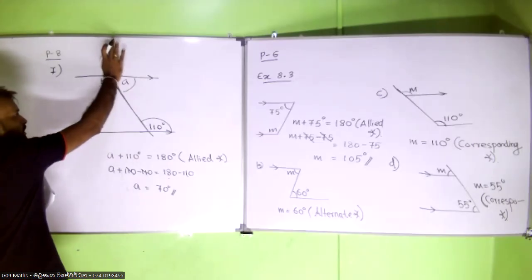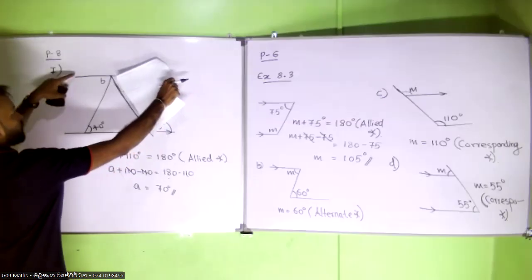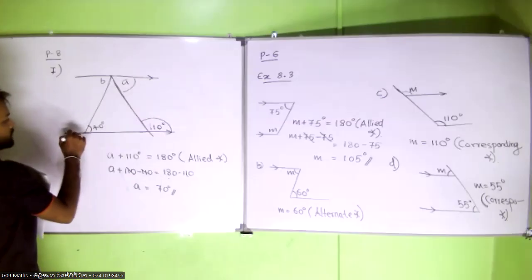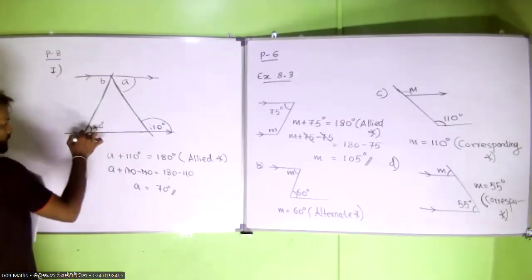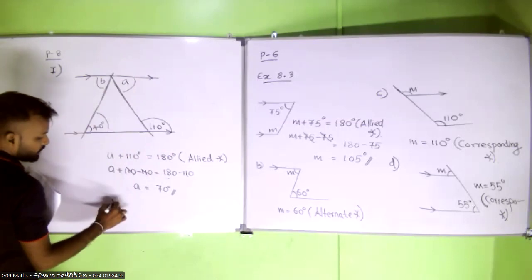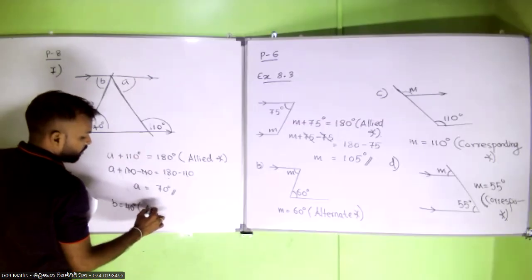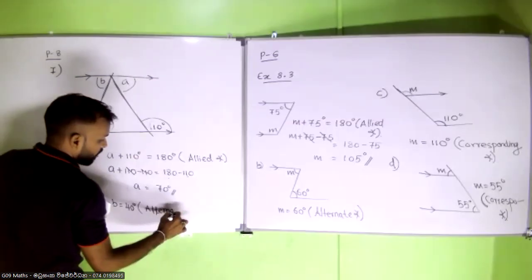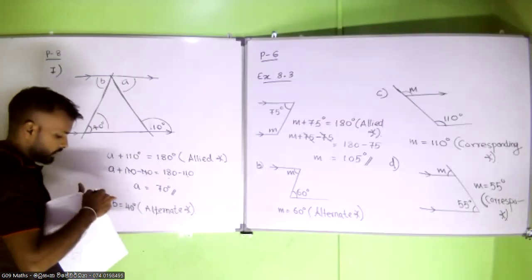Now you may forget this part, you forget all this parallel line and this parallel line, because you know these are the same parallel lines, and this is acting as a transversal. B equals 40. Directly you can write B equals 40 degrees. Reason: alternate angles.